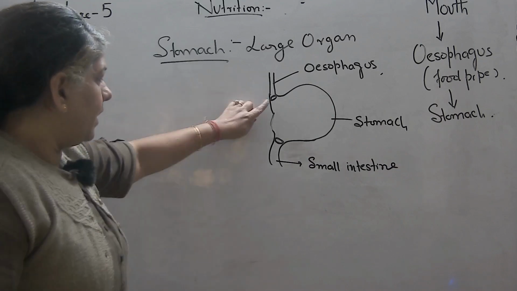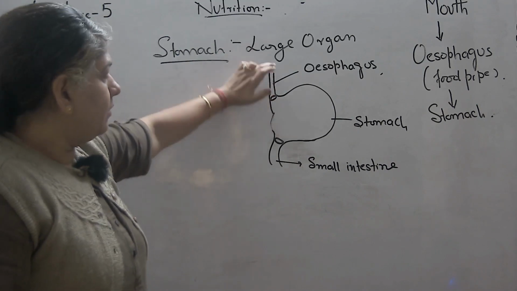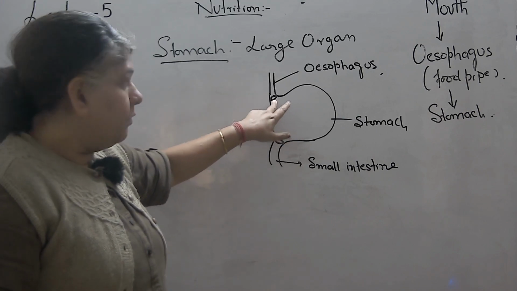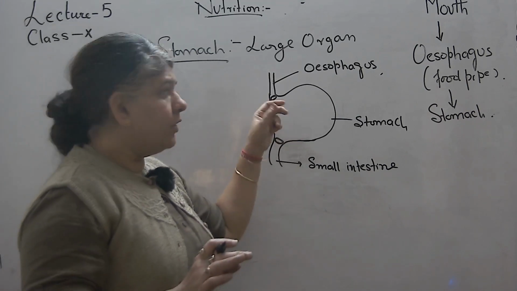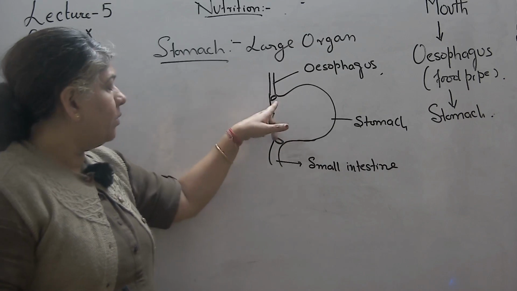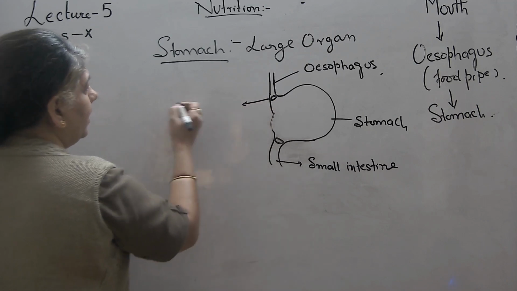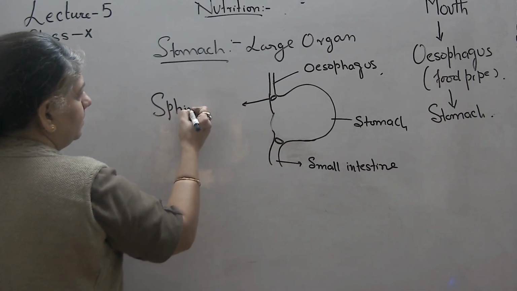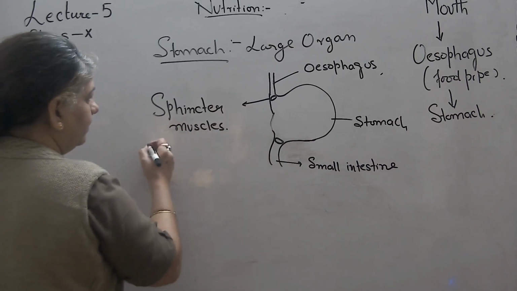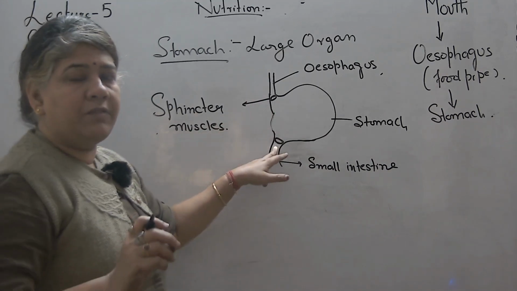See, you must understand that this is not a simple opening that food will drop in from the esophagus to the stomach. No. Here there are circular muscles which regulate the movement of food. That is, food is intermittently dropped or pushed into the stomach. These circular muscles have a special name called sphincter muscles.